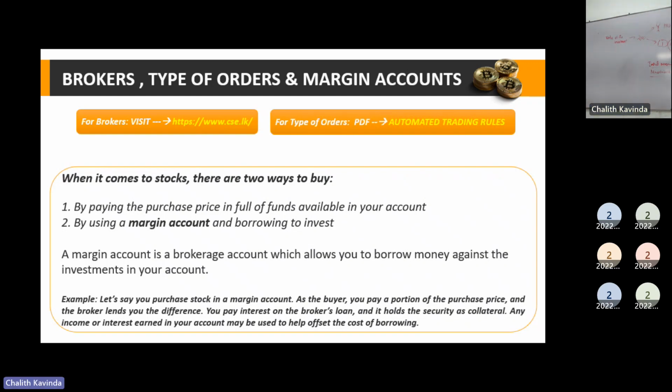Any income or interest earned in your account may be used to help you offset the cost of borrowing. If you get a return, you can use it to settle it. Right? So this is simply what margin trading is.